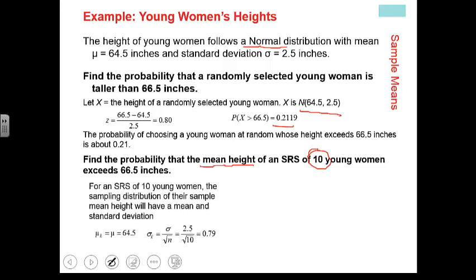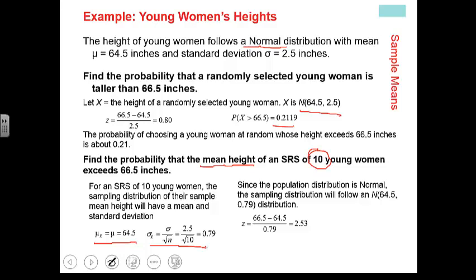So the mean of our sampling distribution here, mu, is equal to the true mu, 64.5, but we've got to calculate a new standard deviation. This is what makes this problem different. It is 2.5, the original sigma, divided by the square root of n, which is 10. And that gives us a standard deviation of 0.79.